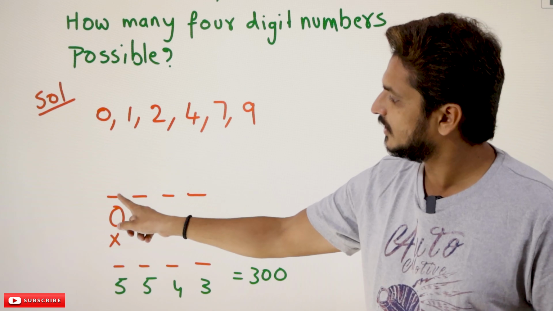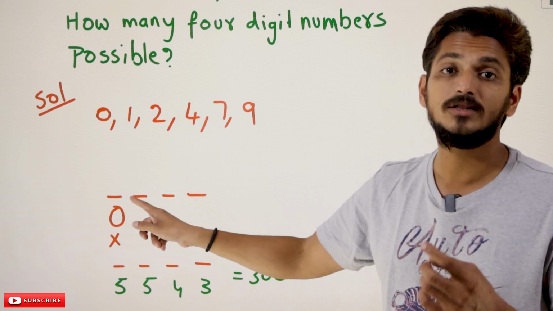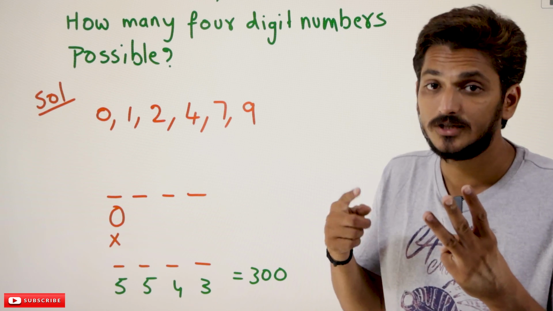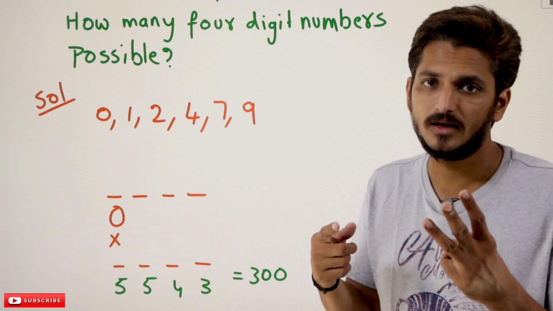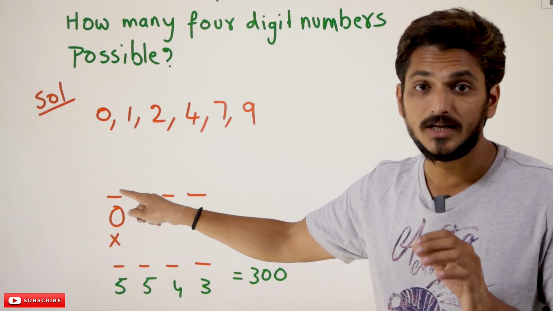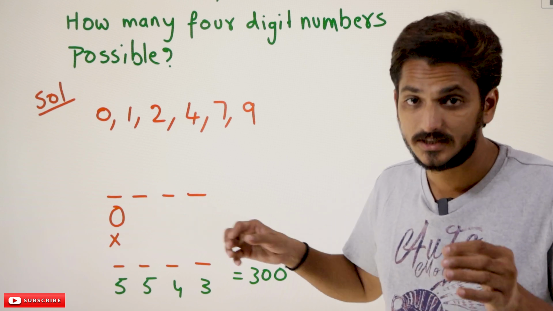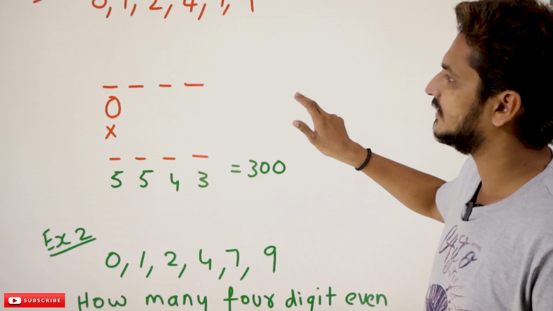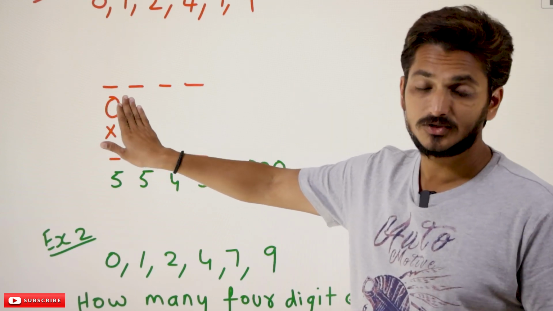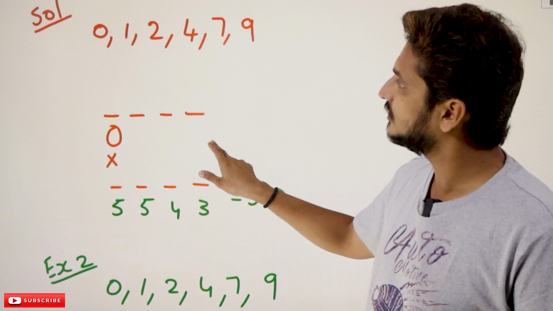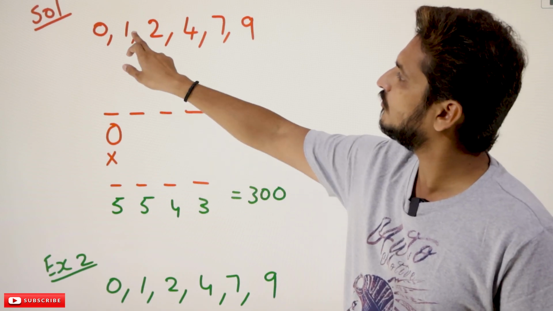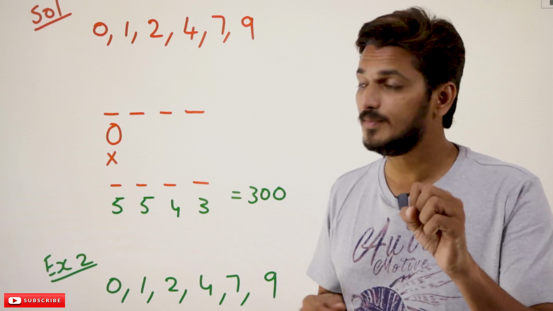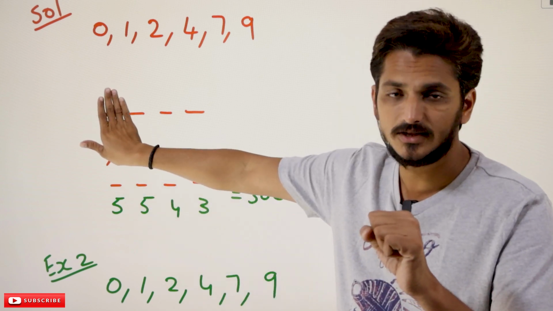If you place 0 in the first position, you are going to get 3-digit numbers. It should be eliminated. Placing 0 in this position is not allowed. This is the point you need to understand. If you understand this, solving it is very easy. So without placing 0, what are the remaining elements? 1, 2, 4, 7, 9. Total 5 elements are allowed to be placed in this position.